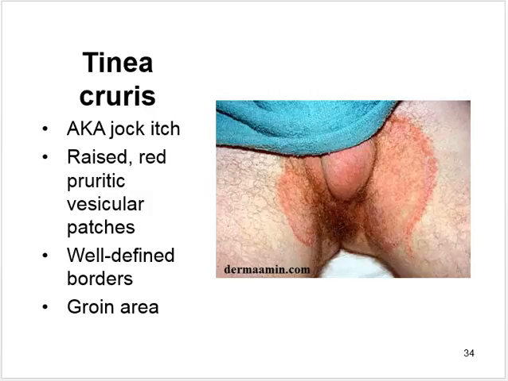And the last one is tinea cruris. This is also known as jock itch. You have raised red pruritic vesicular patches with well-defined borders in the groin area. And that's it for this part.